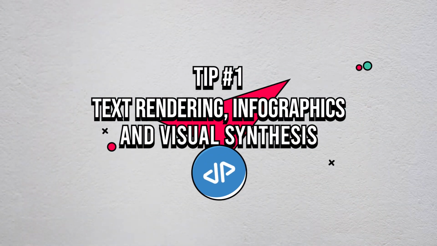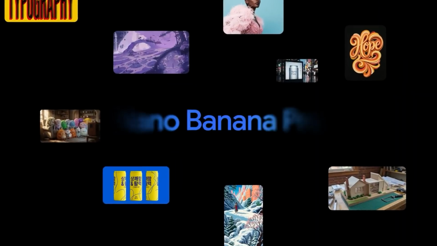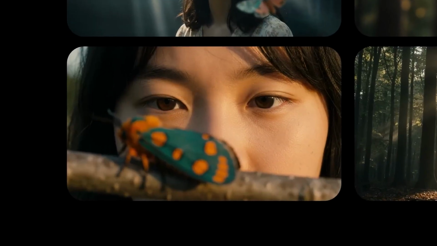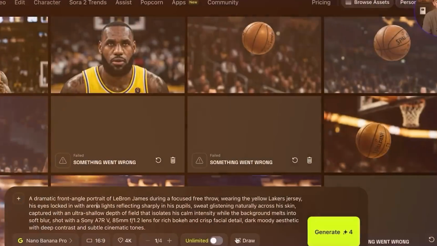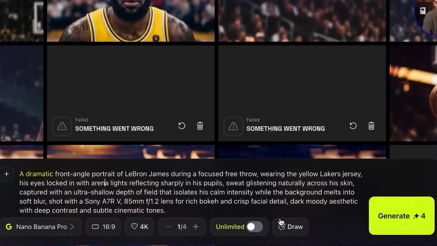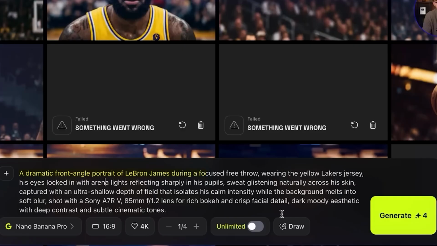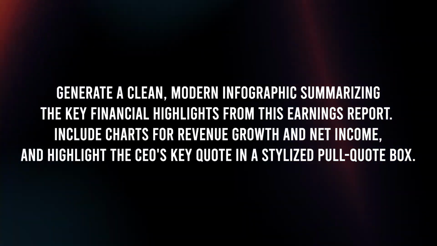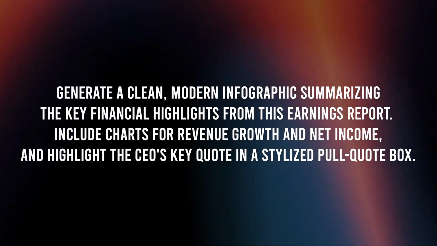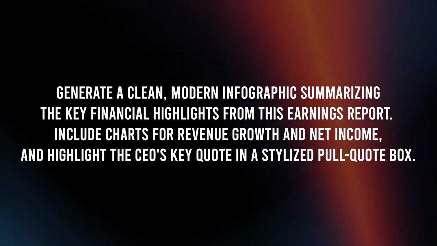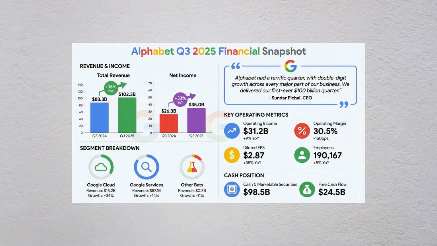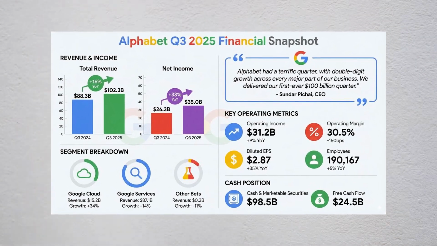Right off the bat, Google's first major tip is about text rendering, infographics, and visual synthesis. They claim Nano Banana Pro has state-of-the-art capabilities for rendering legible, stylized text and turning complex information into visual formats. Here's what that actually means in practice. You can upload a PDF of Google's latest earnings report and prompt it with the following: "Generate a clean, modern infographic summarizing the key financial highlights from this earnings report. Include charts for revenue growth and net income, and highlight the CEO's key quote in a stylized pull quote box." The model will compress that dense financial data into a visual aid automatically.